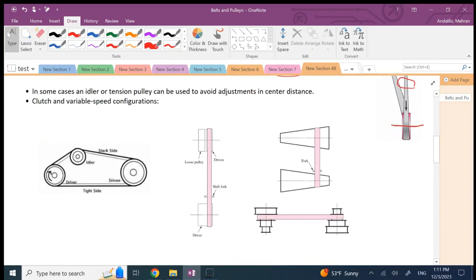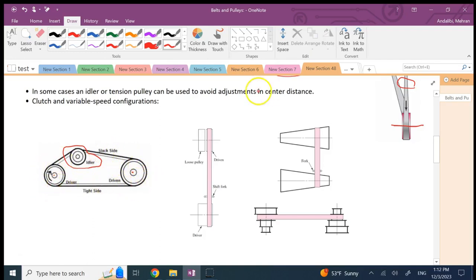A few other things about pulleys. Sometimes we have a pulley called an idler pulley. So we have a driver one, we have a driven one, and we have an idler one. What's the use of the idler? The idler is used when the distance between the two pulleys and the length of the belt don't match.